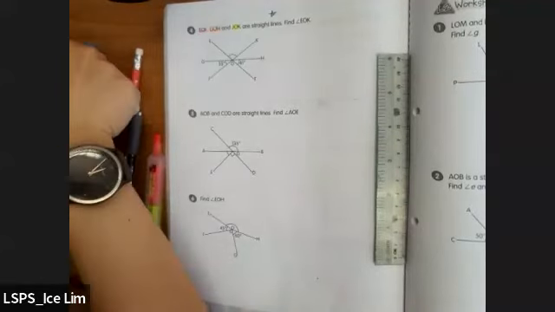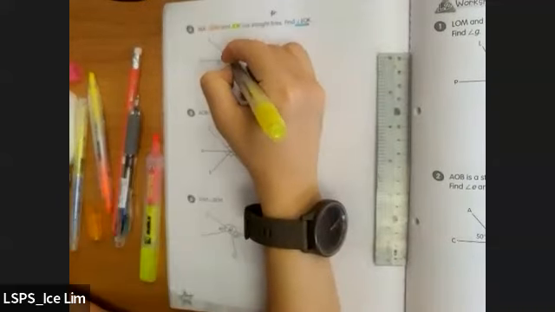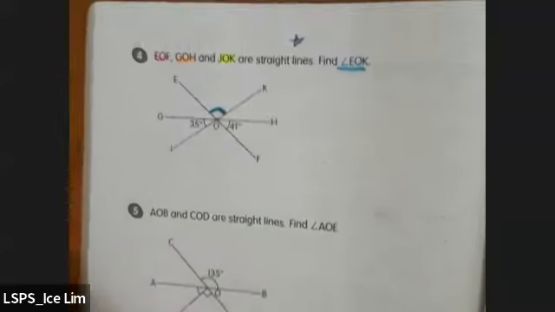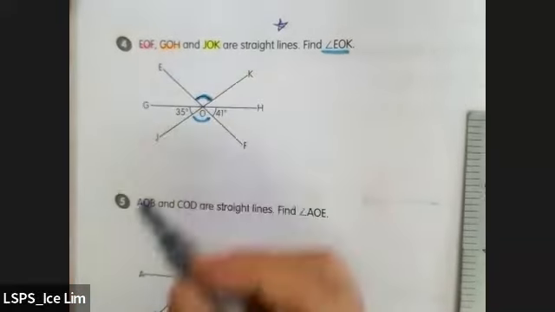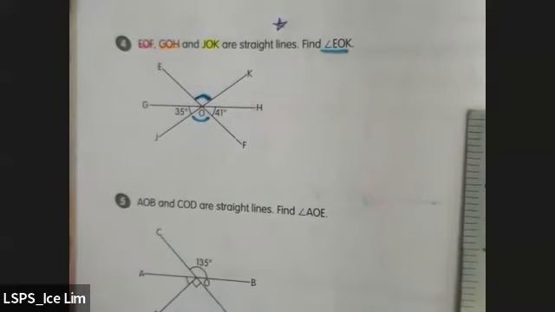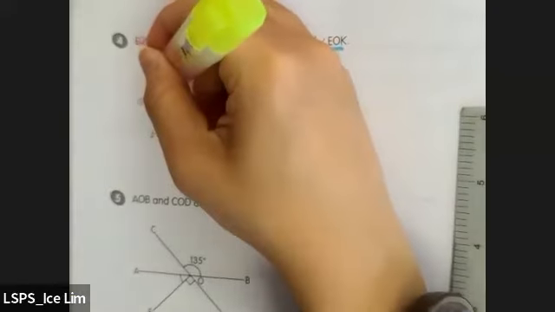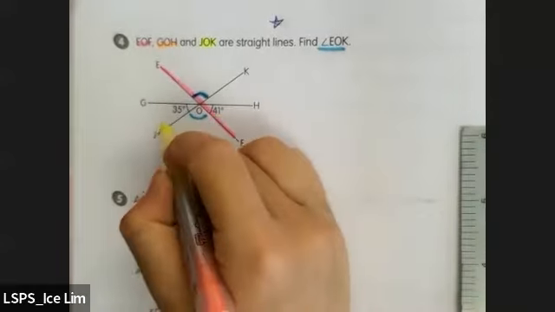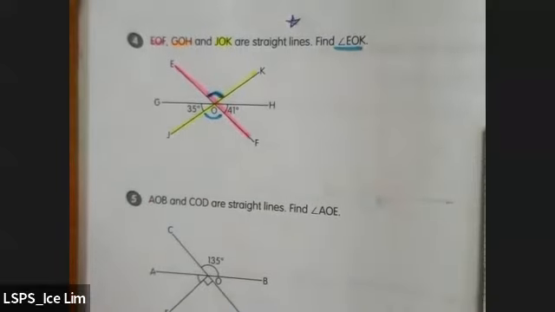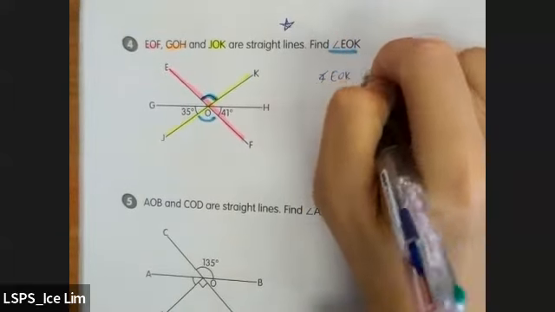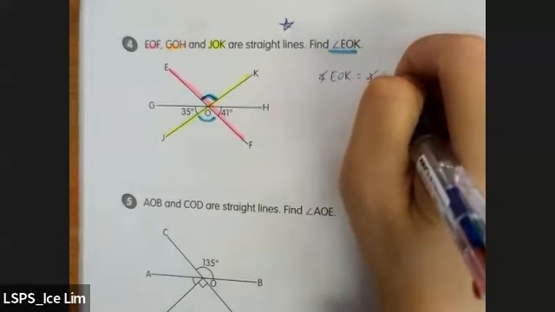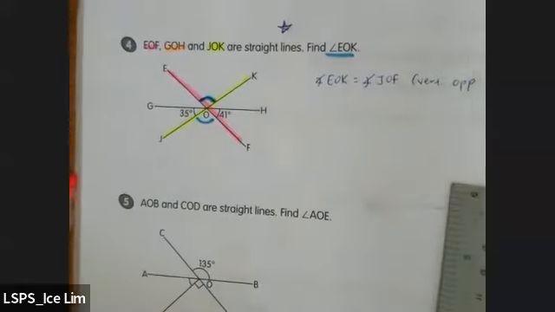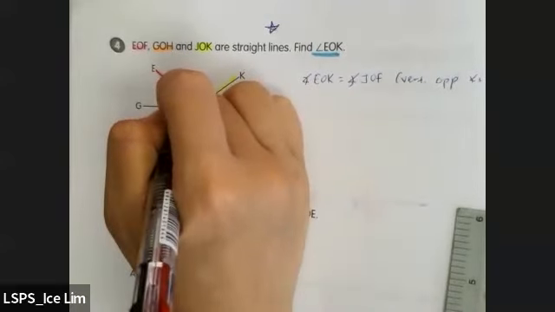And the one that you need to find is EOK here. Which at almost immediate instance you are able to see is this one here as well, because of the vertically opposite angle. To make it even clearer, I highlight the lines EOF and this one here JOK. So this is the X that gives you the vertically opposite angle. Angle EOK is equal to angle JOF because vertically opposite angles are equal.